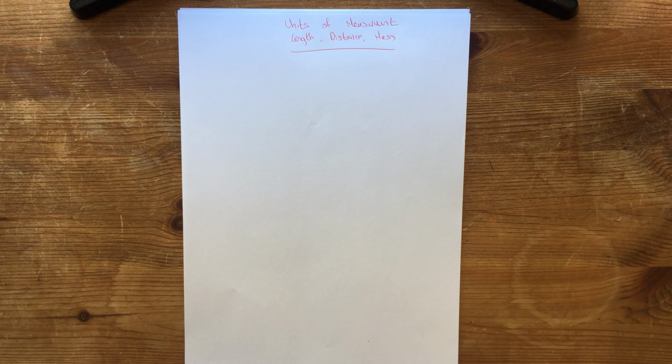Okay, so we're going to look at some units of measurement. Last time we looked at time, and now we're going to look at length, distance, and mass. So length, first of all, there's two different systems. There's the imperial system, and then there's the metric system.